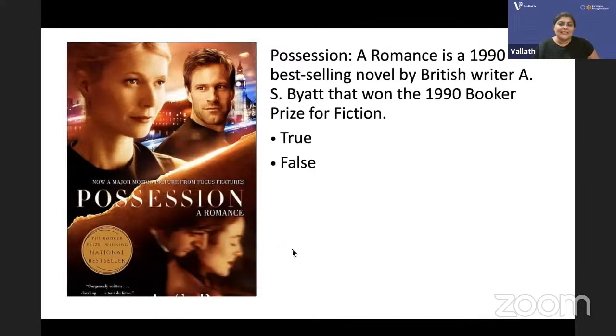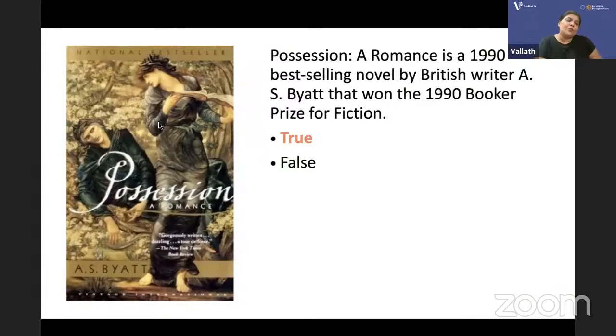Now, Possession: A Romance is a 1990 best-selling novel by A.S. Byatt, the sister of Margaret Drabble. It won the 1990 Booker Prize for Fiction. Is it true, guys? Is it true, Ankita? Yeah, I think it's true. Correct. Ankita, do you know who painted this famous cover picture of Possession? Was it Margaret Drabble? No, it is a Pre-Raphaelite painting by Edward Burne-Jones. Okay. That's the famous cover page of Possession.